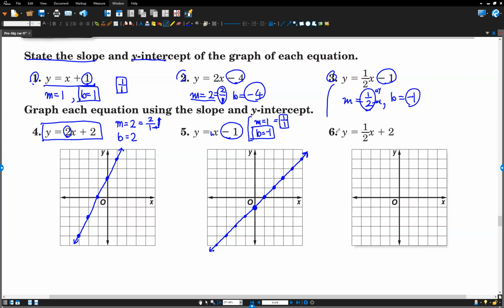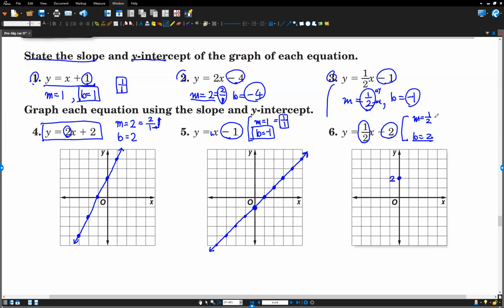All right, number 6. Watch the slope. Slope is 1/2. Y-intercept is 2, right? This is the slope, the coefficient of x, and the rest of number 2 is the y-intercept. So the y-intercept is 2 over here. That is your starting point. That is a 2. You start from here.